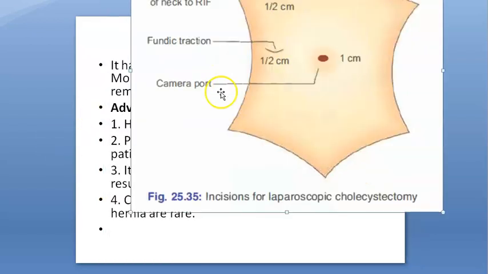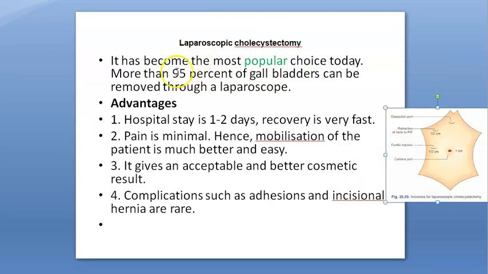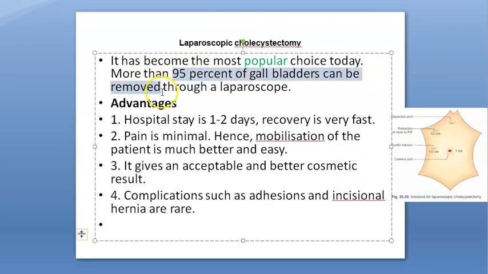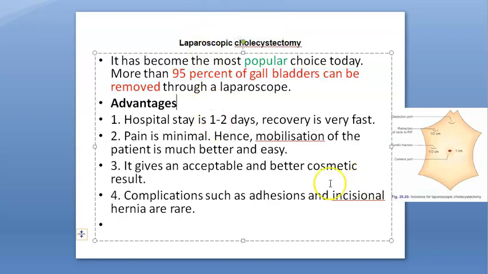So let us look at this. It's popular. More than 95% of gallbladders can be removed. Okay, they're talking about removal of the gallbladder irrespective of what the cause is. They're talking about removal, not of the stones, the gallbladder itself. So the hospital stay is just 1 to 2 days, and the recovery is fast. The pain is minimal. Mobilization of the patient is much better and easy. It is acceptable. Cosmetic result you will get. Complications are also less, like adhesions and incisional hernias.